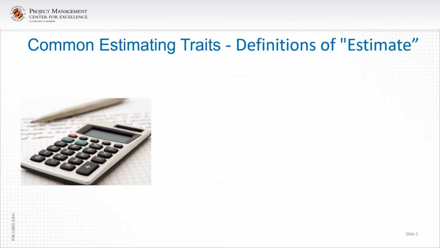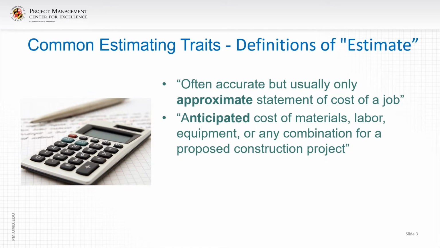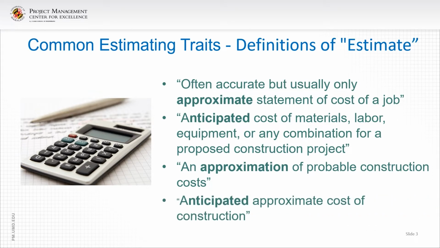So let's start with some common estimating traits and focus on the definition of an estimate. Often accurate, but usually only approximate statement of the cost of a job, anticipated cost of materials, labor, equipment, or any combination for a proposed construction project, an approximation of probable construction costs, and another definition, anticipated approximate cost of construction. So the key word for an estimate is it's an approximation. So let's keep on going forward.